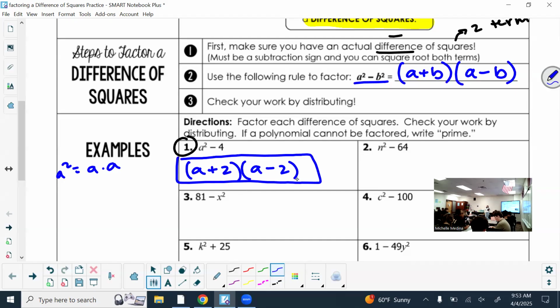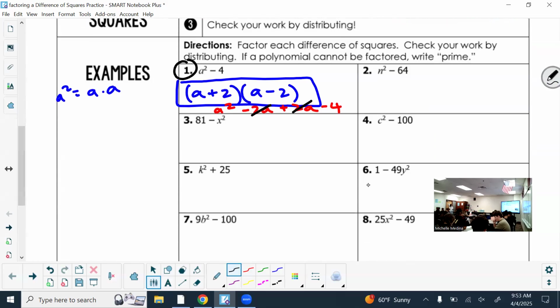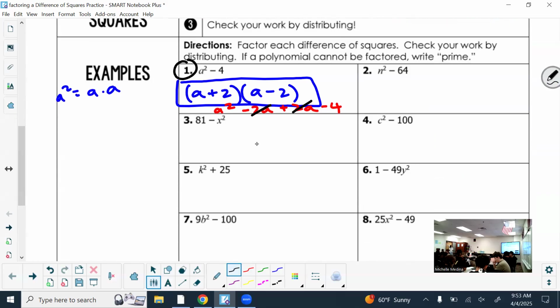And then it says check your work by distributing. If you were to multiply this out, this is what you would get initially with the 2 middle terms canceling out. So yes, that is correctly factored. That makes sense? Good. Okay, let's try a couple more together. Let's look at 3.